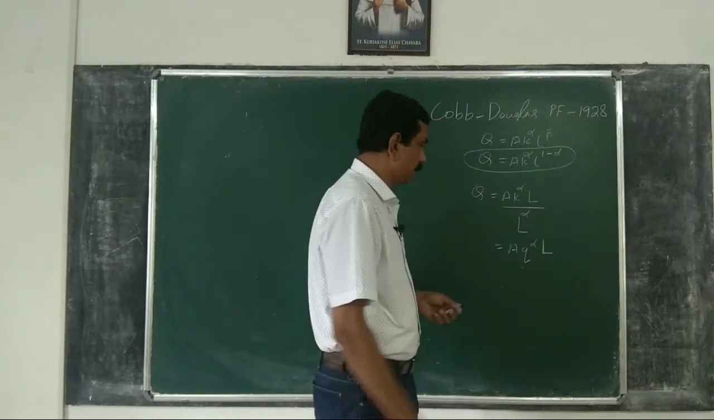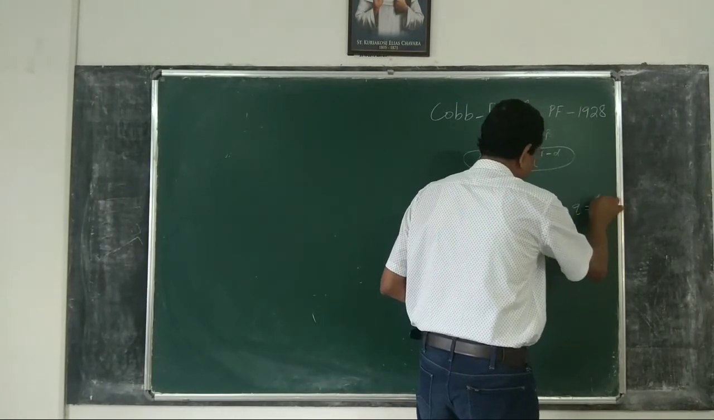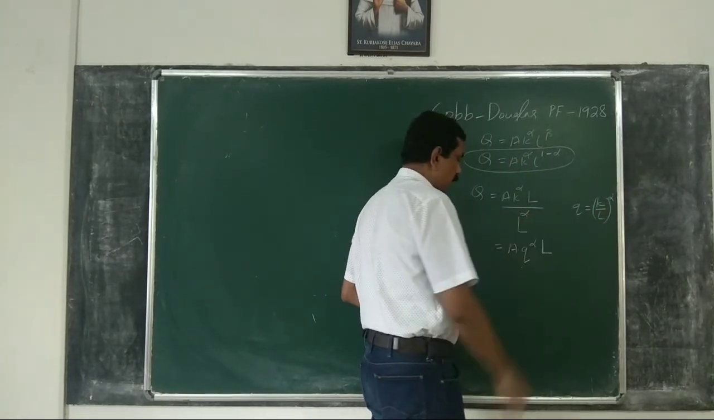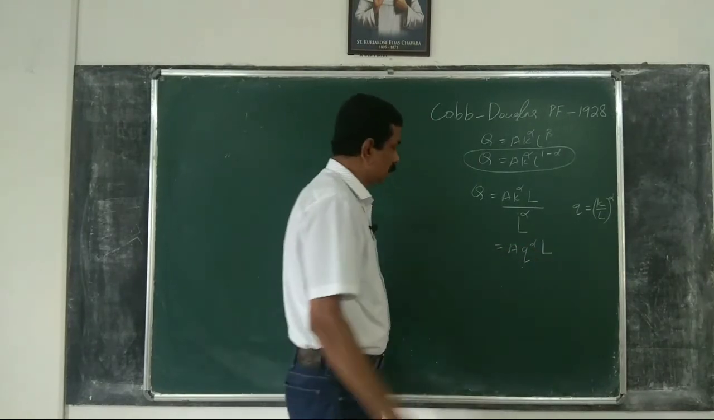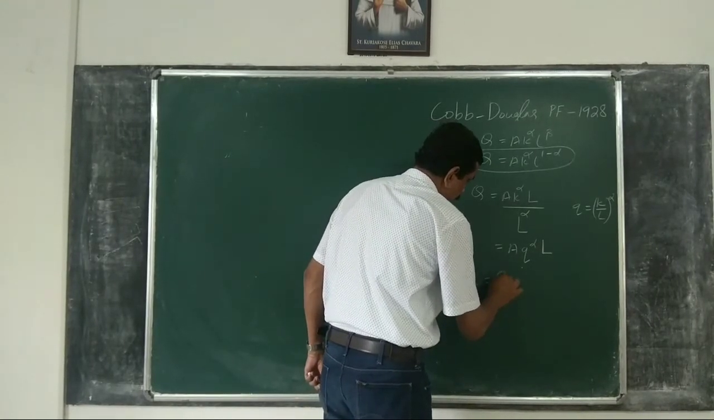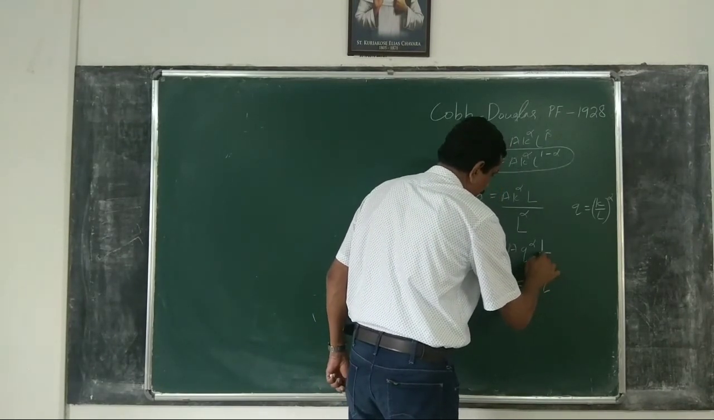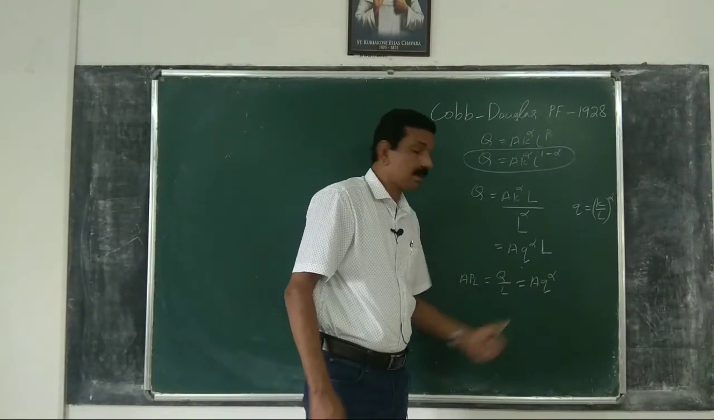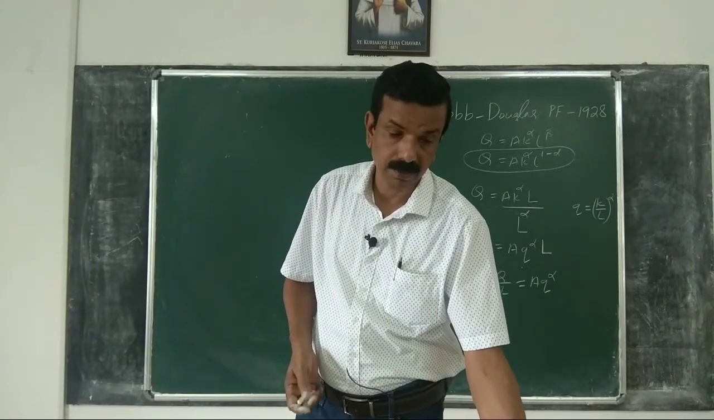Q is equal to K by L. Q raised to alpha is then equal to K raised to alpha by L raised to alpha into L. So, A Q raised to alpha into L. Then what is the average product of labor? That is Q by L, which is equal to A Q raised to alpha. Division by L gives you A Q raised to alpha. So, APL is a function of K by L alone, as is clear from the equation.